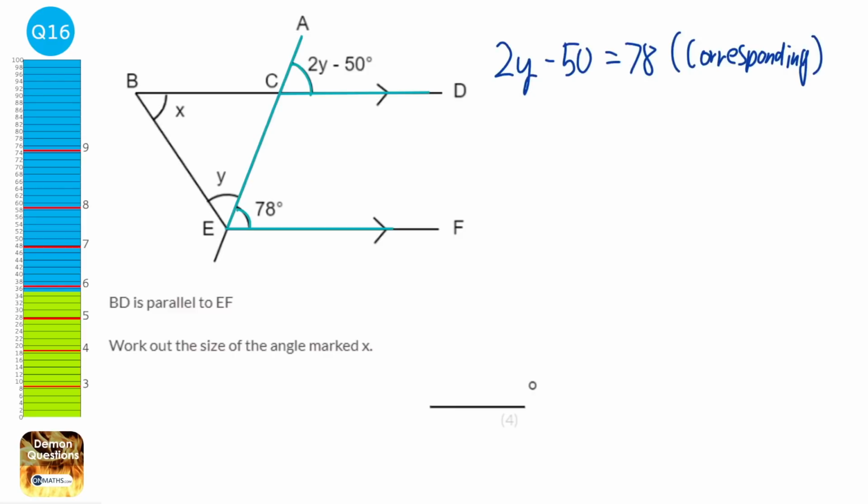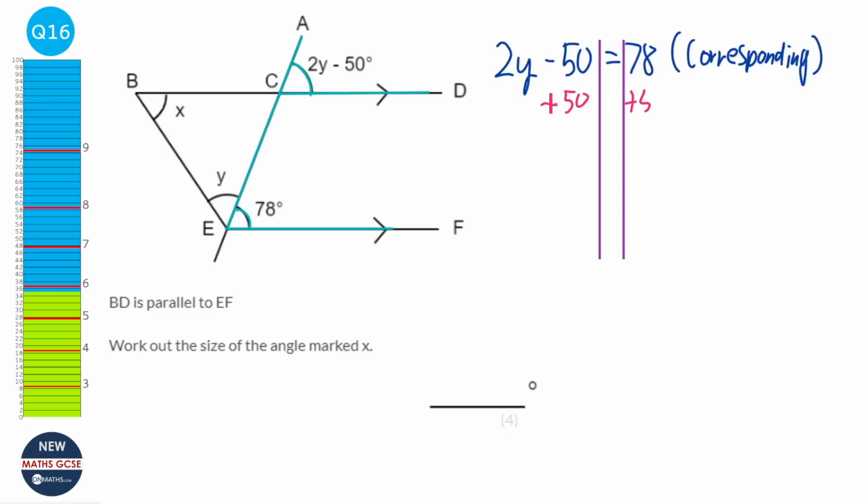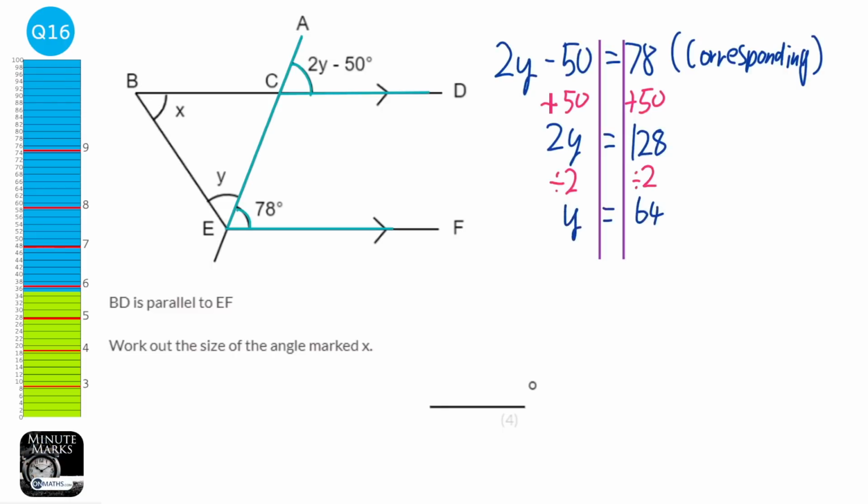Now here we've got an equation and we want to solve it. So we get our lines in. We'll first of all add 50 to both sides. So we've got 2y equals 78 plus 50, which would be 128. And then we're going to halve both sides, or divide by 2. So we've got 64. So we know that y is 64.